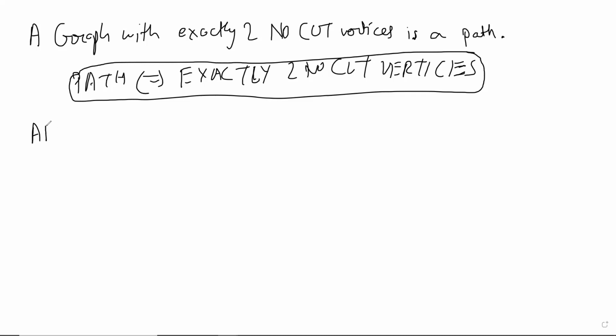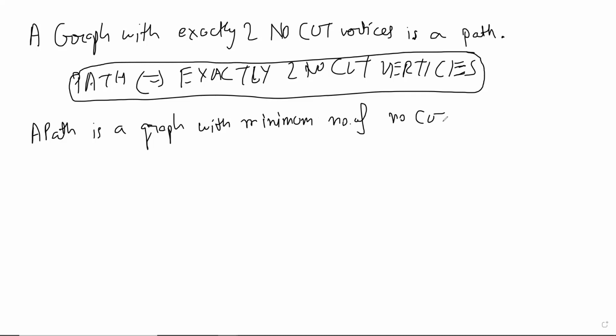Okay, a path is a graph with minimum number of, so it's like you have the set of all graphs and you ask a minimization question, and the output is the path, the family of all paths. So we have ended up defining paths in a very special way. Okay, so this is the definition.